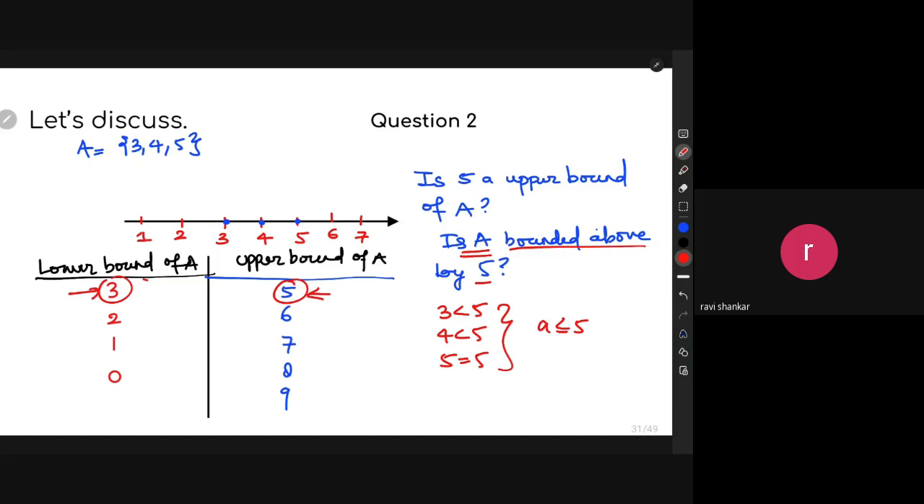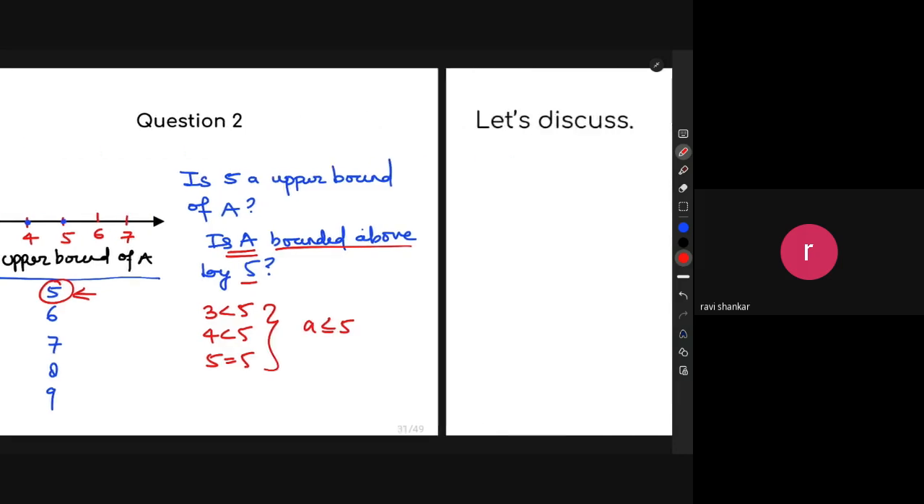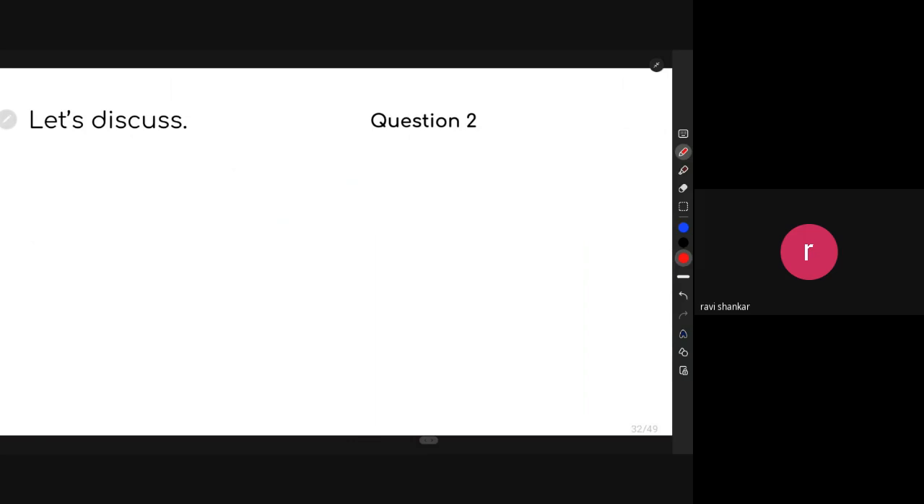So these are special elements. We call this element the greatest lower bound, the infimum of A, and 5 is what? Sorry, 5 is the smallest upper bound. So it is called the least upper bound, which is nothing but the supremum of A. For some exercise, you can tell me what is the supremum and infimum of this set A.